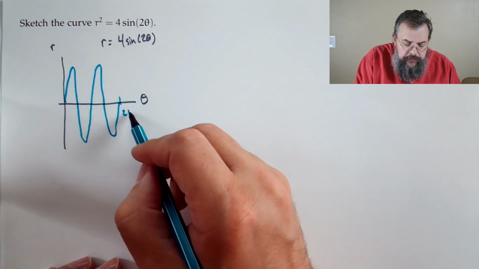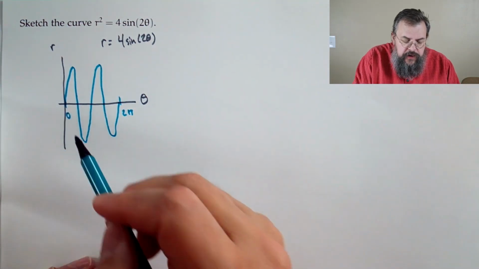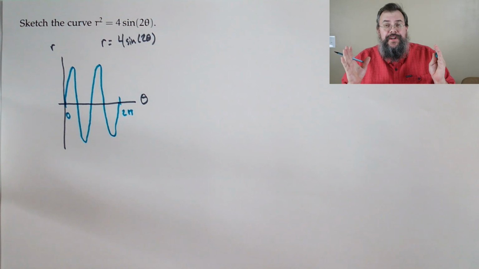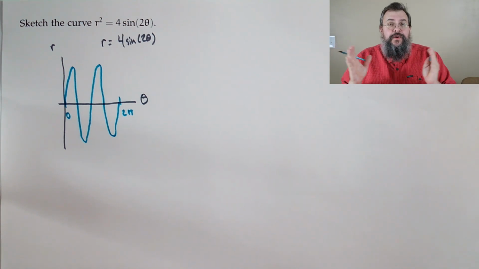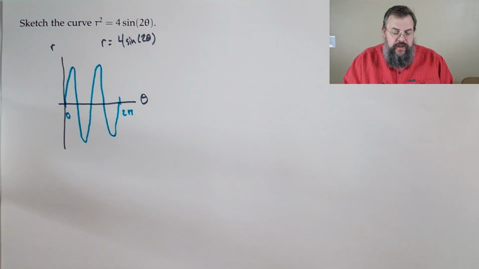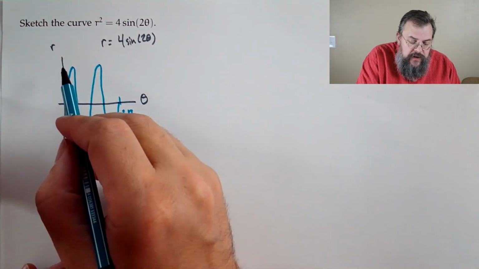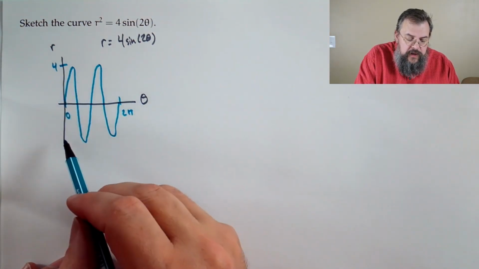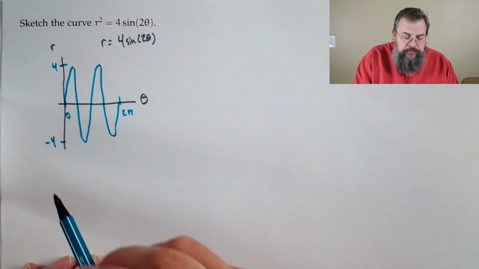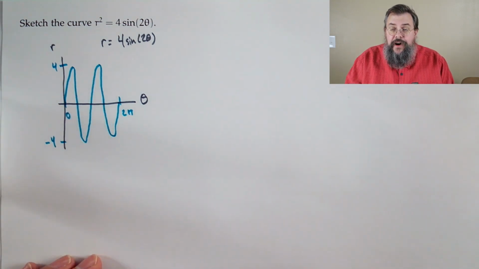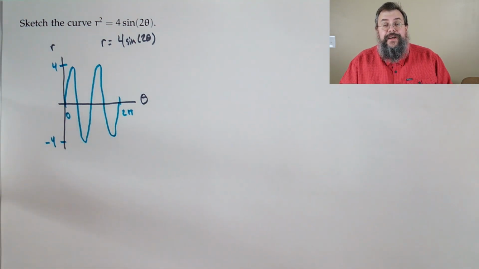Okay, there's 2 pi. So instead of squeezing a single period into 0 to 2 pi, we're going to get 2 periods in between 0 and 2 pi. And the top here is at 4, and the bottom here is at negative 4. Now this is if we sketched r equals 4 sine 2 theta.